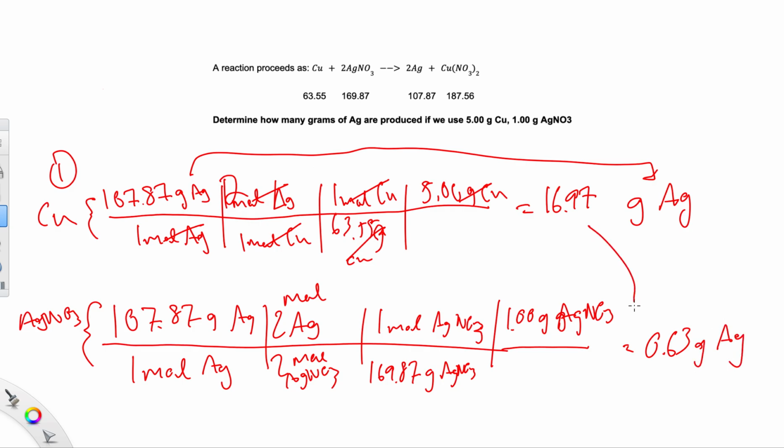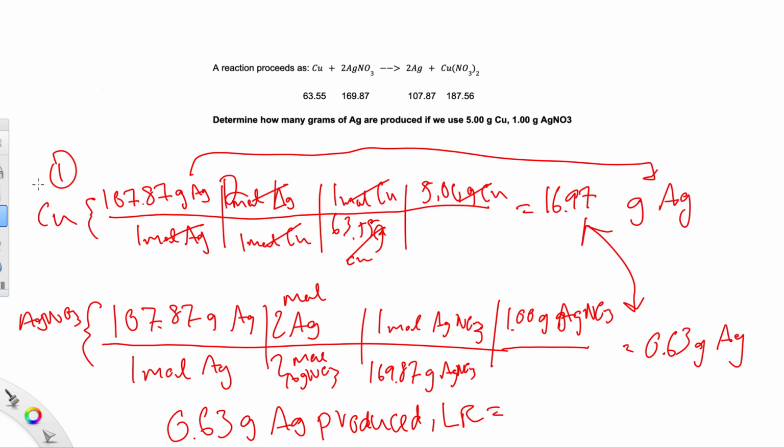So we have our two values that we've computed using the two different reactants. Compare them; the smaller value is your answer. So the answer is 0.63 g Ag produced. And then the limiting reagent is just whatever you used to make that. So copper made the big guy, AgNO3 made the small guy. So the limiting reagent is AgNO3. And there you have it. That is exactly how you solve this problem. This problem did not ask you to state the limiting reagent. Sometimes it will, sometimes it won't, but this is how you do it.